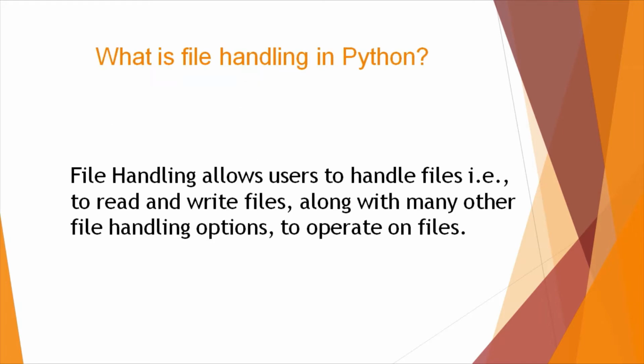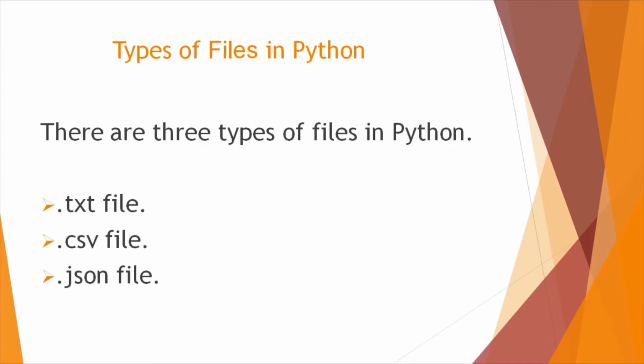So what is file handling in Python? File handling allows users to handle files, that is, to read and write files, along with many other file handling options to operate on files. Types of files in Python: there are three types of files in Python: .txt file, .csv file, and .json files. We will discuss the .txt and .csv in this episode, but we will discuss .json in the next episode. So let's discuss the .txt and .csv.